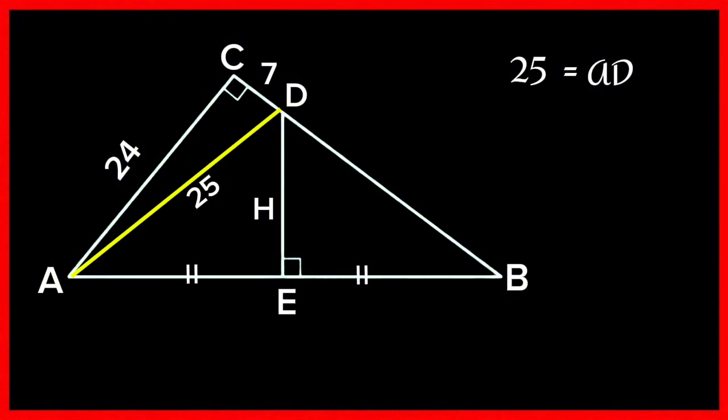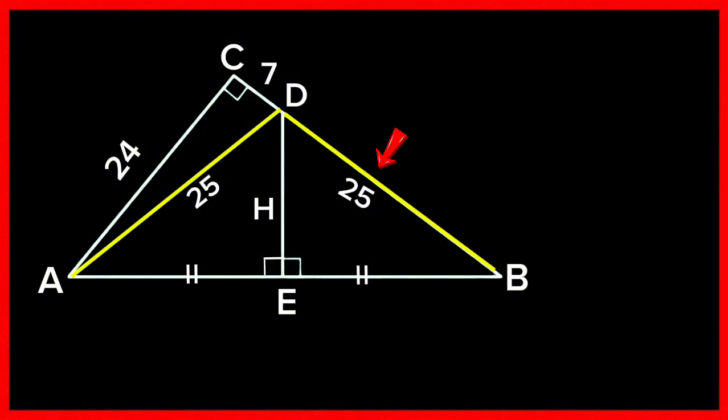Now, let us focus on the two right triangles, AED and BED. We know that AE and EB are equal because E is the midpoint of AB. ED is also common to both triangles, and both triangles contain a right angle. Therefore, the two triangles are congruent. Since the triangles are congruent, their corresponding hypotenuses must also be equal. Therefore, AD is equal to BD. Since AD is 25 units, BD must also be 25 units.